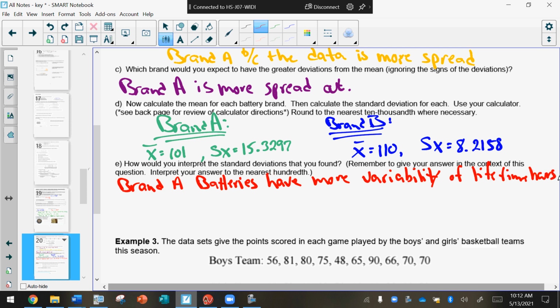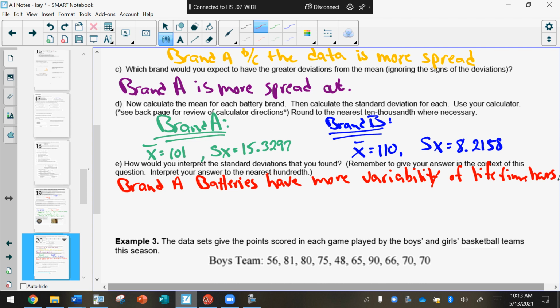Brand A has a higher standard deviation, therefore brand A has a higher variability in lifetime battery hours. That means they are less consistent as far as how long the batteries will last. Because the battery hours are more spread out, they are less reliable to predict when those batteries will die.